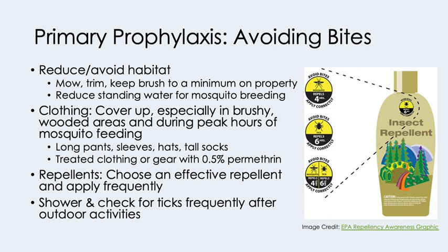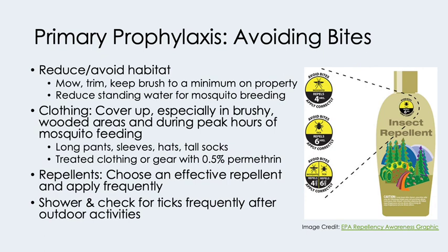Those are going to be prime mosquito breeding habitats that people can remove from their environment, and that's going to reduce their risk of mosquito bites. The other thing that people can think about is covering up with clothing, especially in brushy wooded areas and/or during peak hours of mosquito feeding. So long pants, sleeves, hats, tall socks, all of those will help protect.